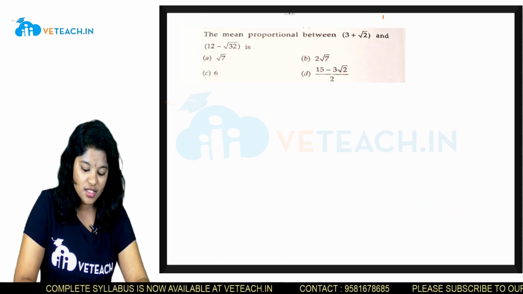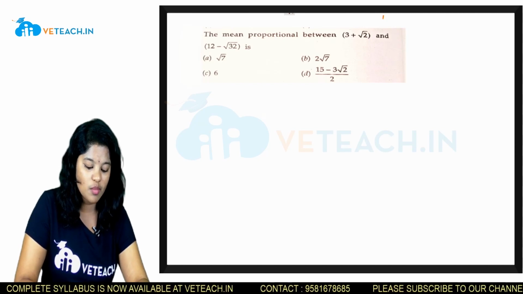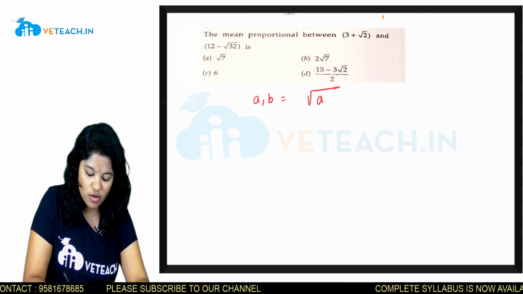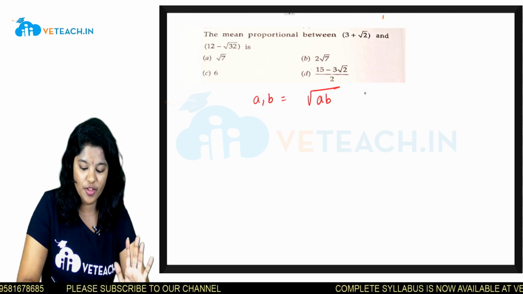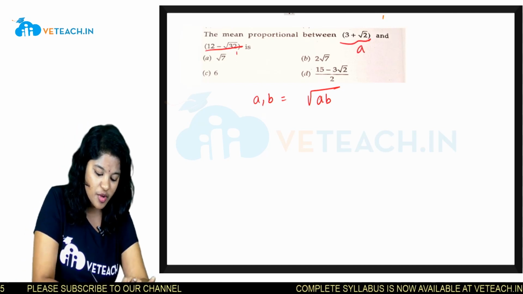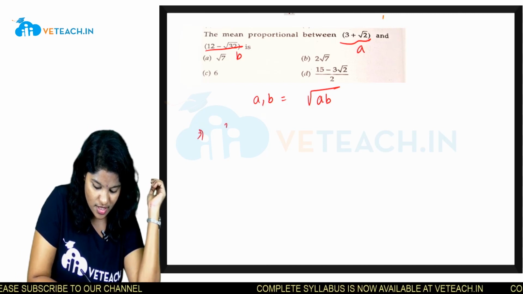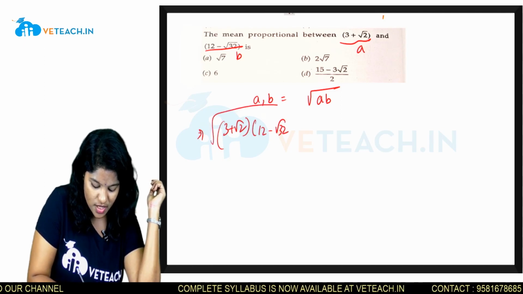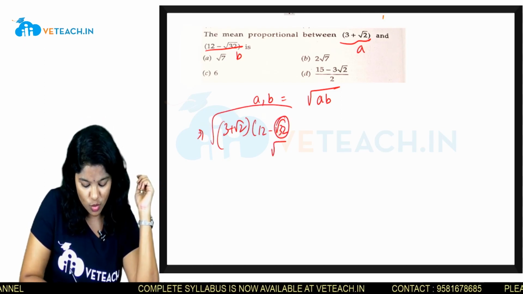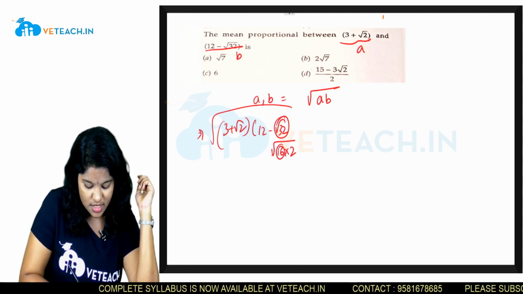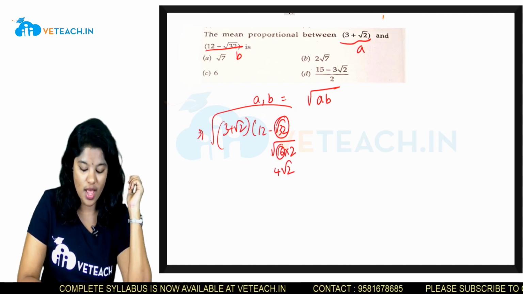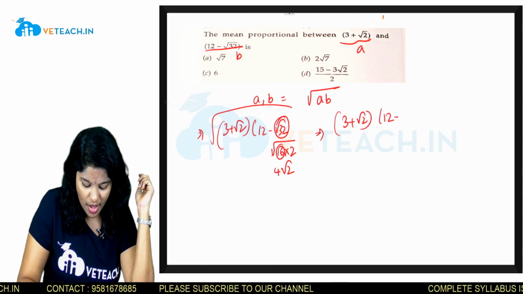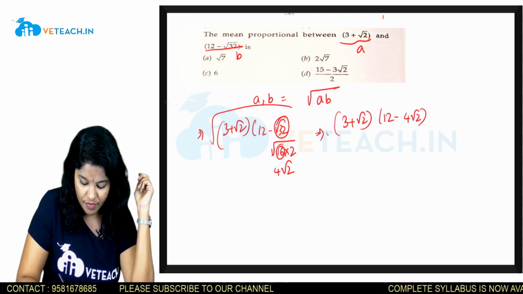See the next problem. The mean proportion between 3 plus root 2 and 12 minus root 32 is, if A and B numbers are given, to find the mean proportion, it is nothing but root of AB. Now this is treated as A and this number is treated as B. So we will write it as 3 plus root 2 into 12 minus root of 32. Now I am writing this 32 as root of 16 into 2. Root of 16 is 4, so we can rewrite root 32 as 4 root 2. So that is 3 plus root 2 into 12 minus 4 root 2.